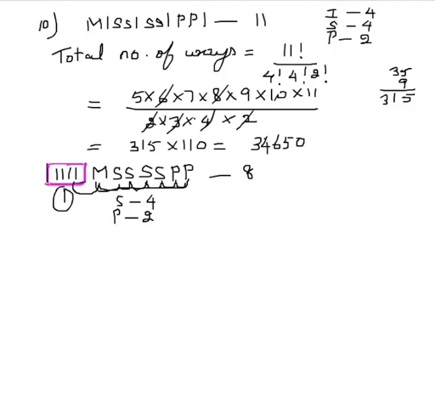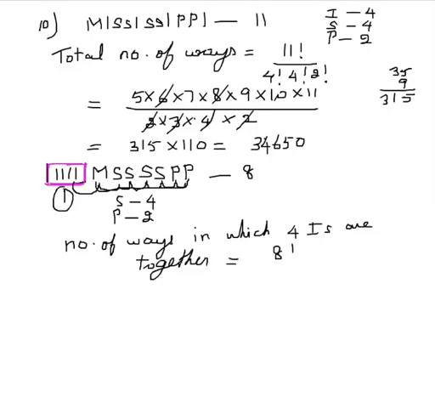Therefore, number of ways in which 4 I's are together is equal to 8 factorial divided by 4 factorial times 2 factorial. 4 I's among themselves can be arranged in 4 factorial divided by 4 factorial, only one way, so into 1. 28 times 30, which is 840.